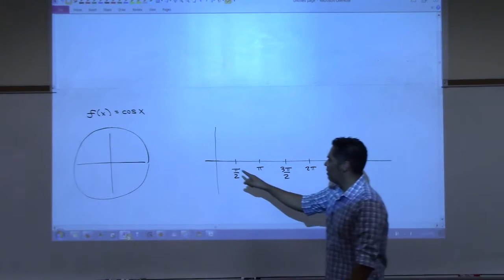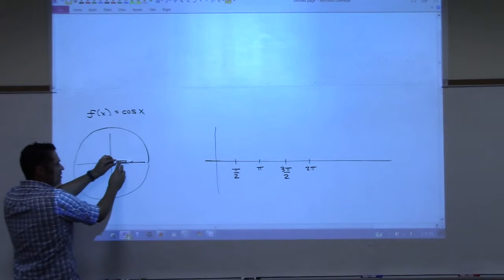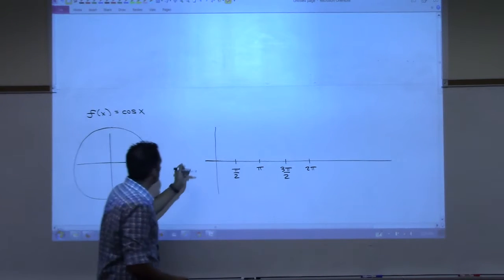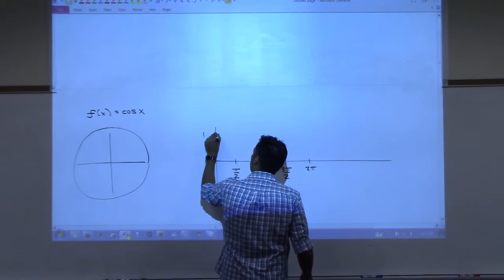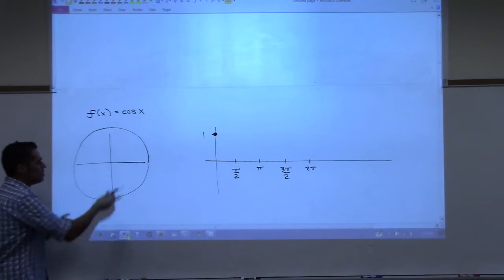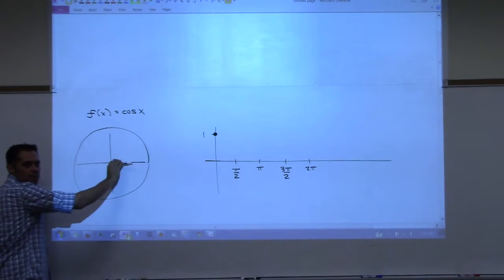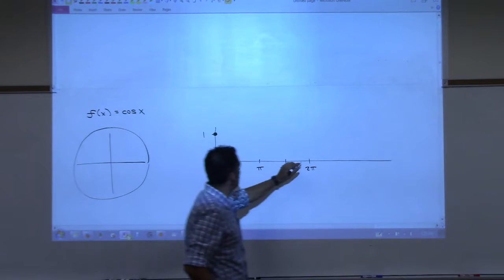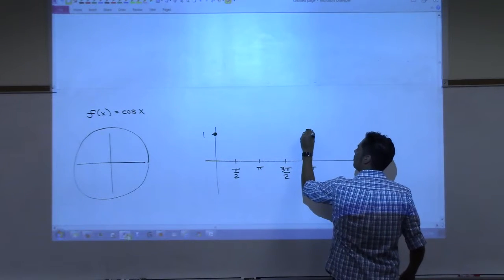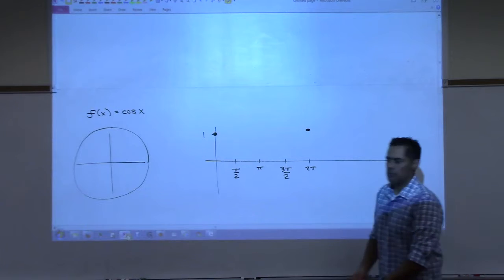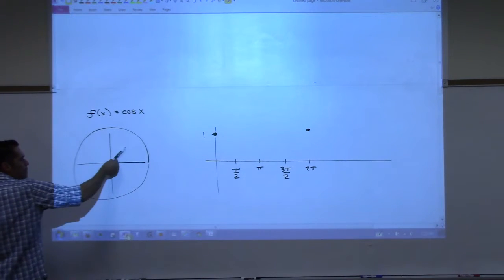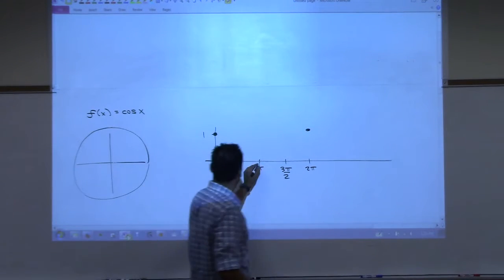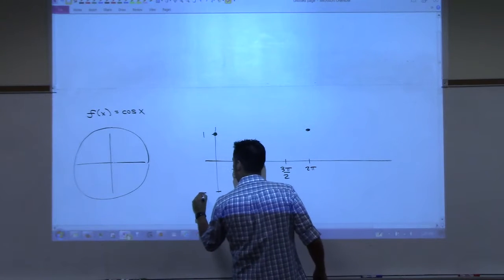Now, let's start at 0. What is cosine of 0? It's my x-coordinate right here, which is 1. So I'm actually going to start out at 1. Let's go all the way around to 2 pi. What would cosine of 2 pi be? So go all the way around. It'd be 1 again, right? So out here at 2 pi, it's back up here at 1. All right, let's go halfway. What will cosine of pi be? So it would be the x-coordinate right here. Negative 1. So at pi, we're down here at negative 1, like that.